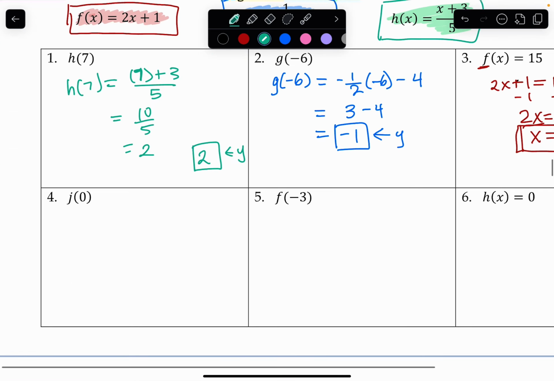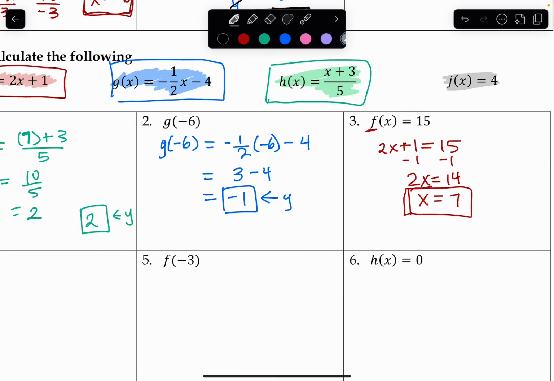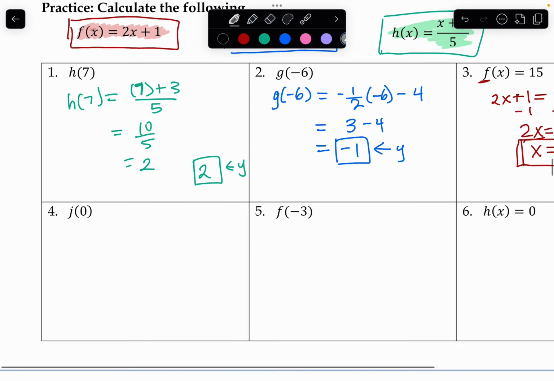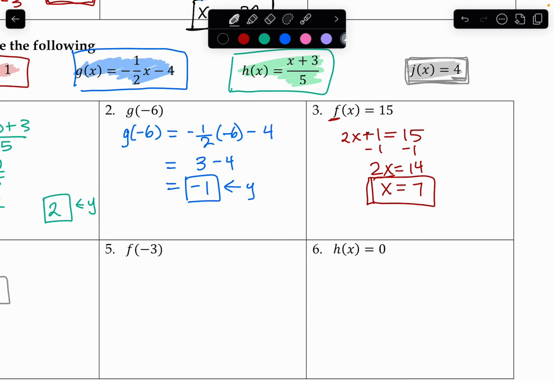Okay, here we're using j, which doesn't even have a variable in the rule, it's just 4. It says j of x equals 4. So no matter what you plug in for x, and in this case we're plugging in 0, it's only going to give you 4. It doesn't depend on x. This is called a constant function. And so no matter what, I could plug in 100, I could plug in 1,000,000. I'm still going to get 4 as the output because there's no x there.